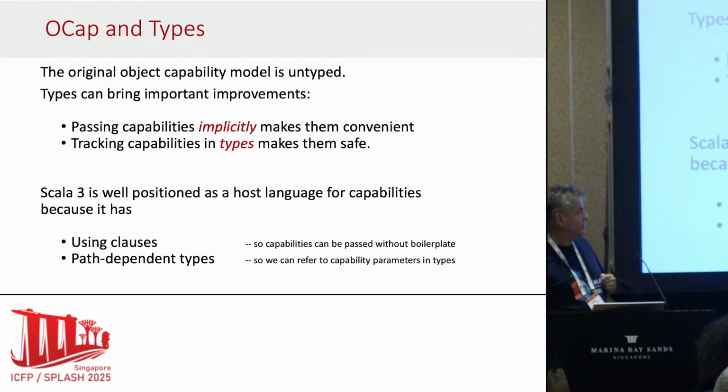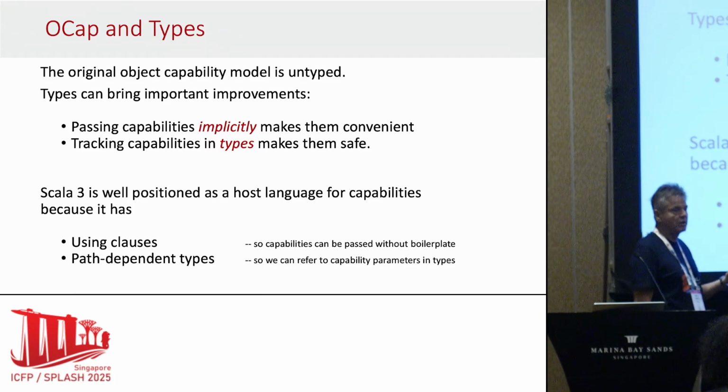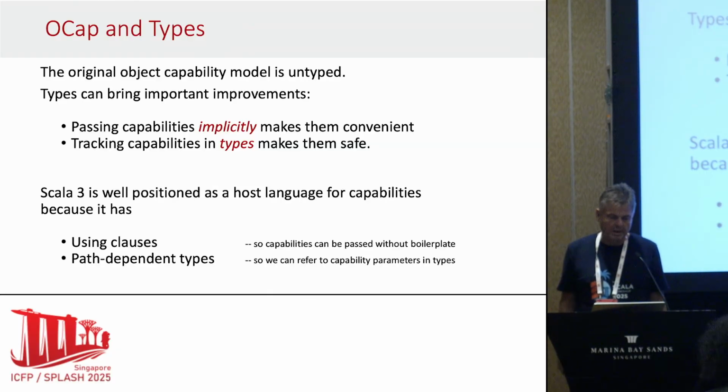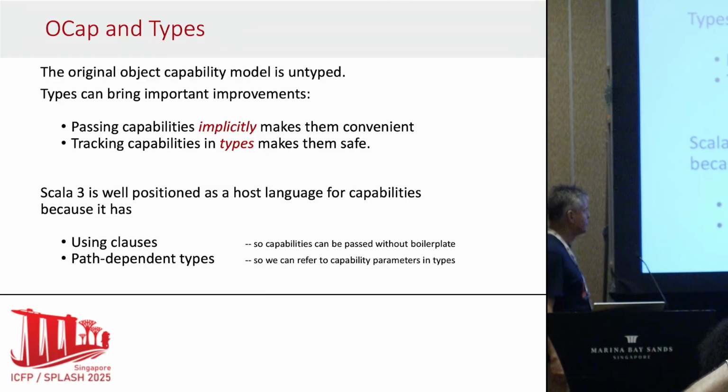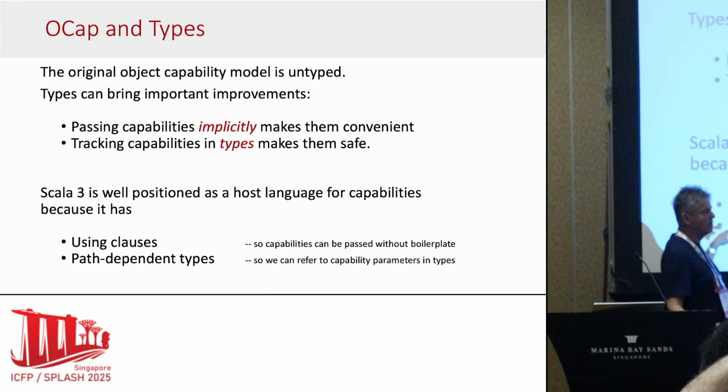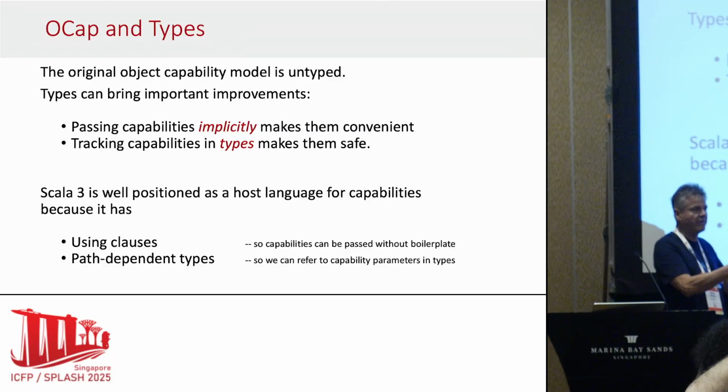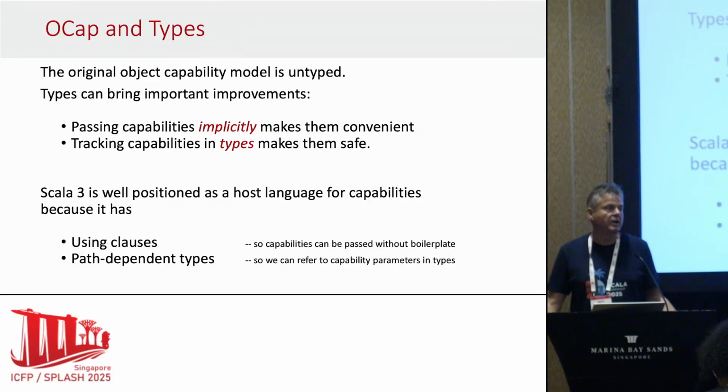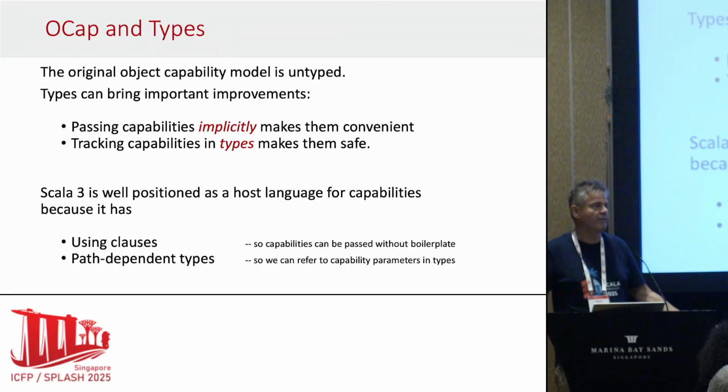And both of these things work really well for Scala 3 because Scala 3 already has the mechanisms to do that. Scala 3 has using clauses, which is the modern form of implicit parameters. So it means we can pass capabilities with very minimal boilerplate. And it has path-dependent types, which means that types can refer to program variables and values and parameters and the like. And that we also need for capabilities, because in the end, a capability is a program value. It's typically a parameter, so we need to be able to talk about that in a type.